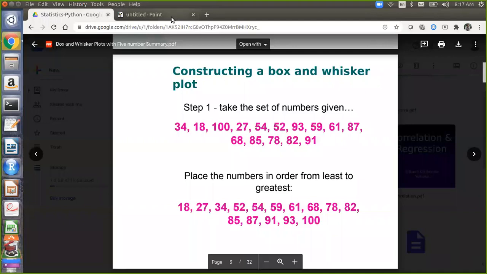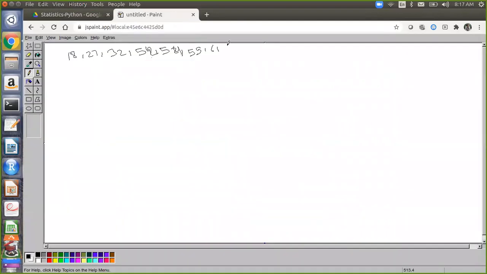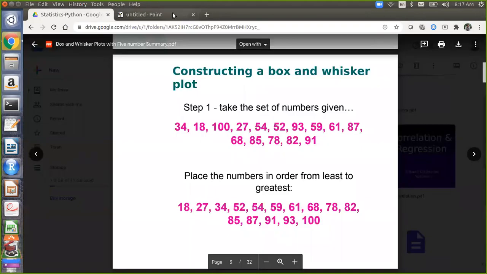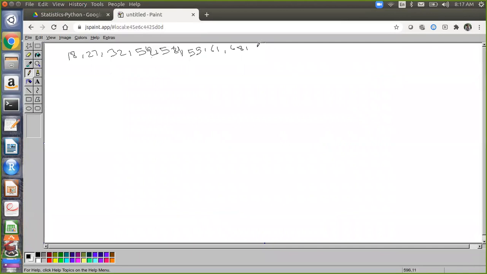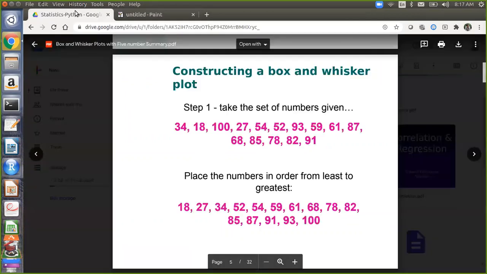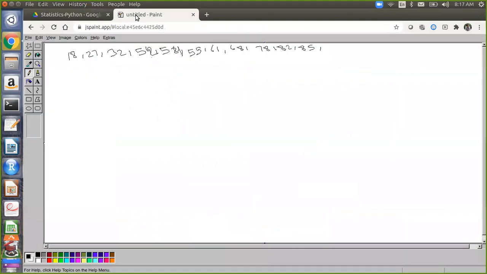Then 68, 78, 82. 68, 78, 82. 78, 82, 85. Then what we will do, 87, 91, 93. 87, 91, 93, and your last one is 100.